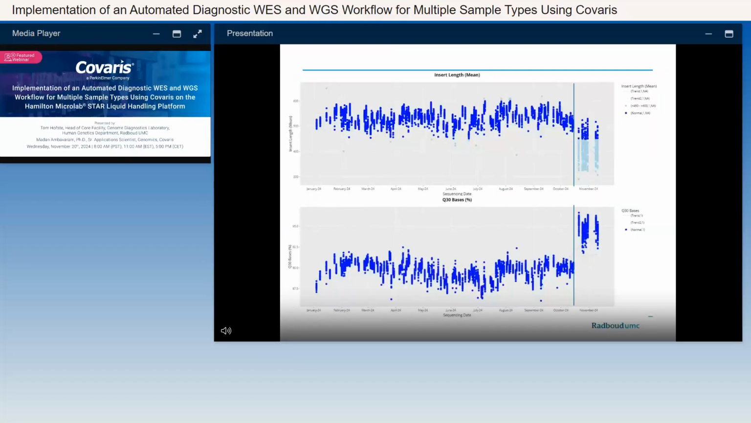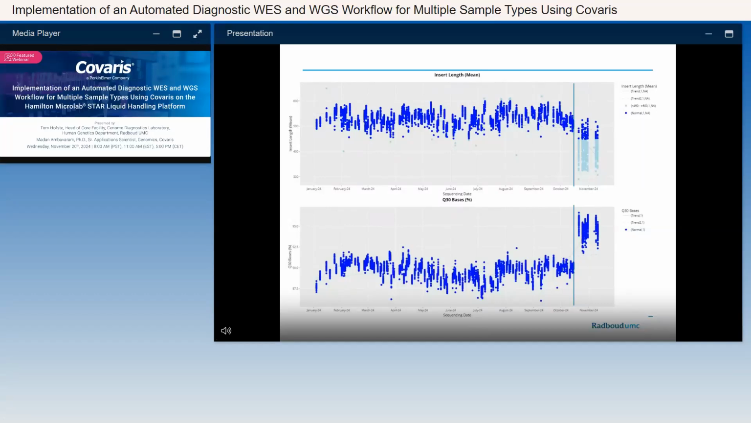When we look to the insert length for the segmentation, it's quite stable on the EDTA workflow. When we took our NovaSeq X in production, you see a decrease in insert length, but that's NovaSeq X related. And we are quite happy with the Q30 base quality value. We see definitely an increase of 4% on quality Q30 bases.